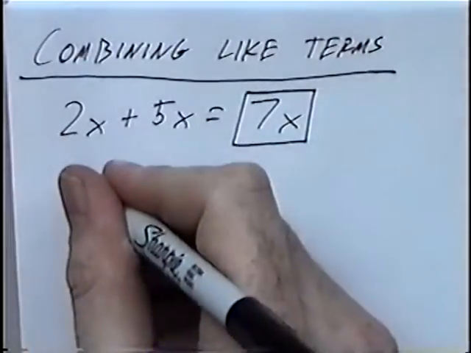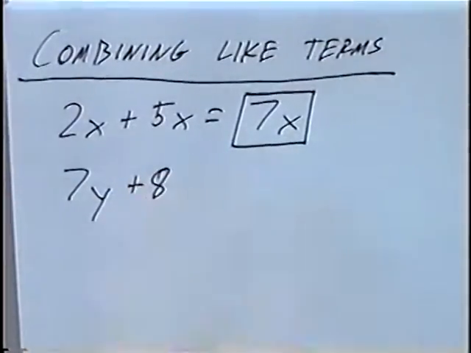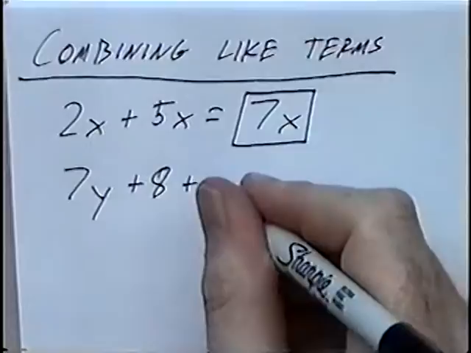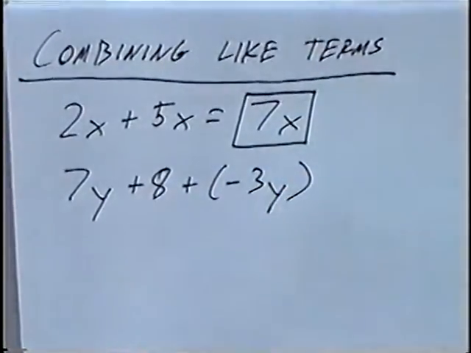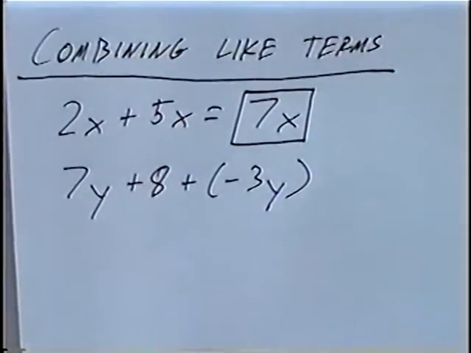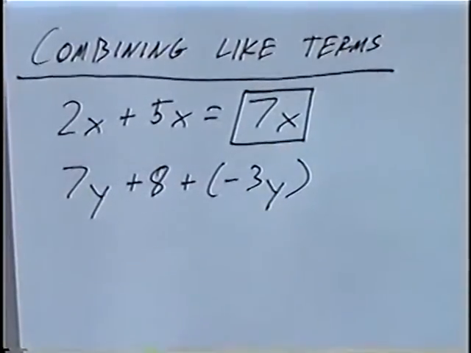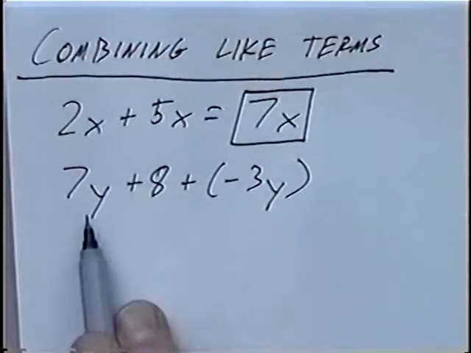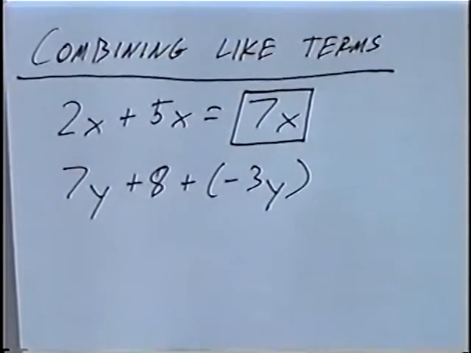Second question is 7y plus 8 plus, in parentheses, a negative 3y. In this problem we have three numbers. Two of the numbers have like terms. Like terms again have the same variable with the same exponent. So in this case we can combine the y's together.